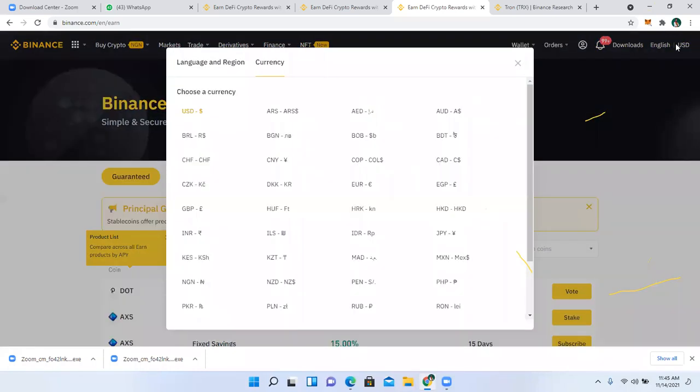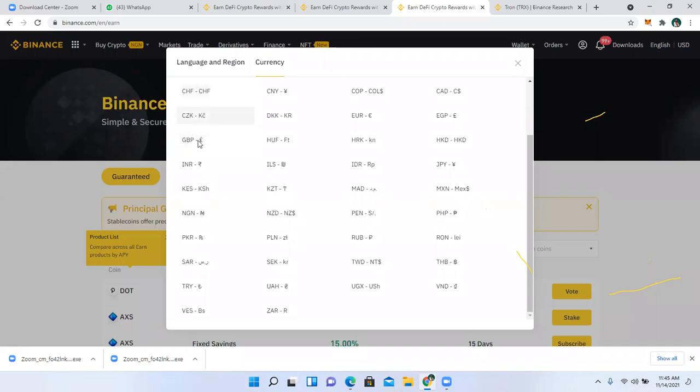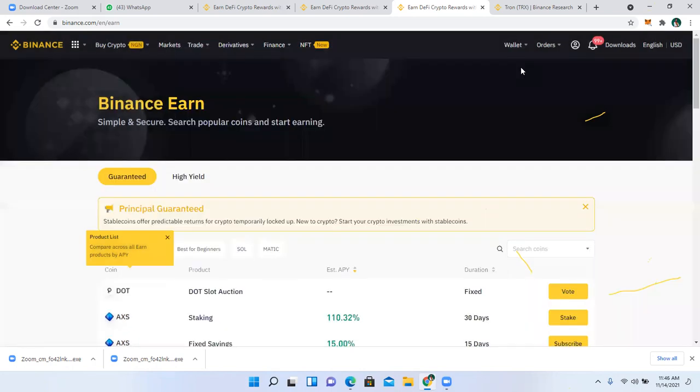Then your currency. You can change your currency. Let's say you don't want your Binance wallet to reflect in dollars. Mine is currently set at dollars, but if I want it to be in Naira, I can easily change it to Naira here. But I like dollars. Dollars is good, right? You can change your currency to any currency you want. So that's that for that.